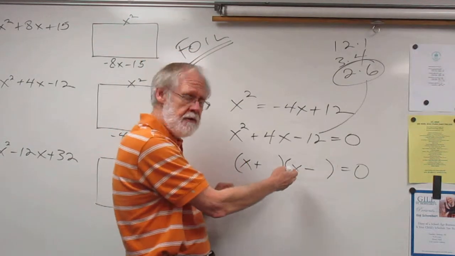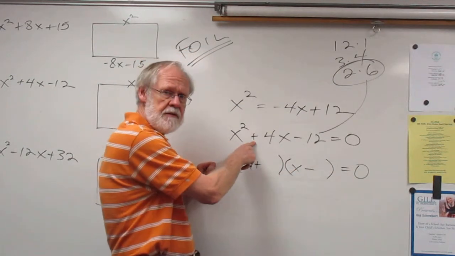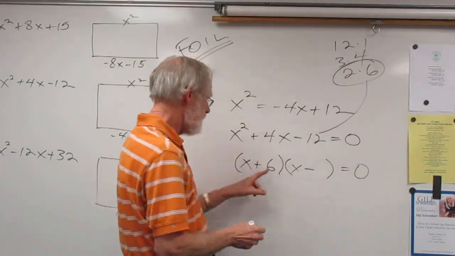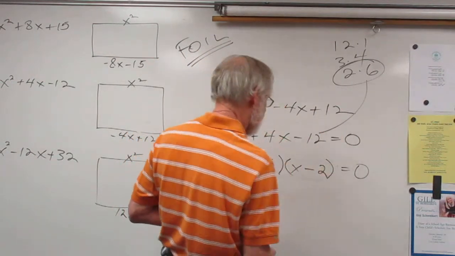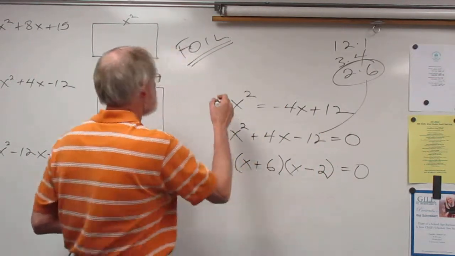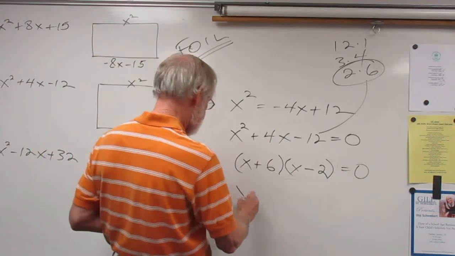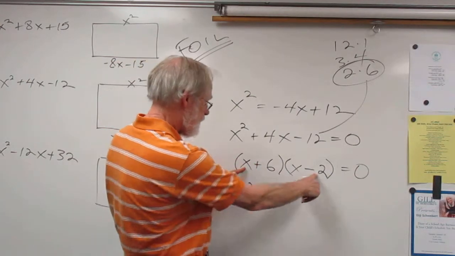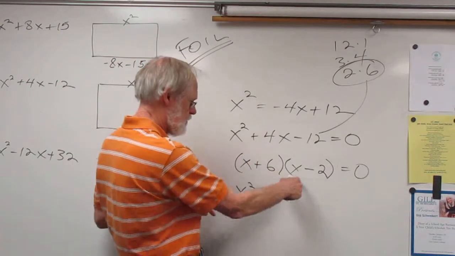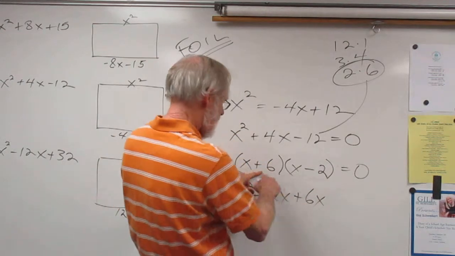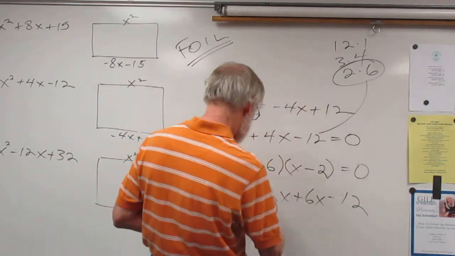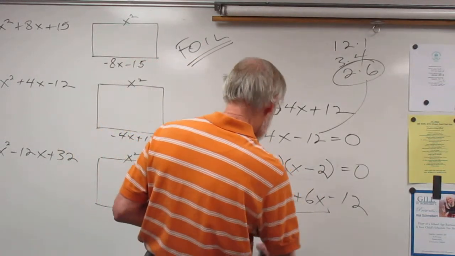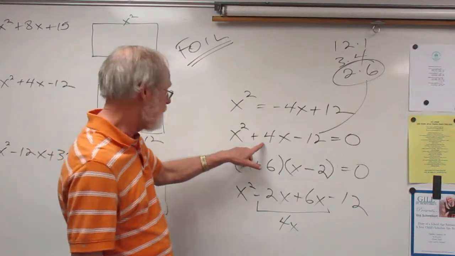Well, you can test them out and try, but you can also look and see that this is a plus 4. So I would like the bigger of these two numbers to be the plus, and the other one to be the minus. So in other words, if I now test it with FOIL again, I get first terms x times x, x squared. I get outer terms, x times negative 2 is negative 2x. Inner terms, plus 6x, and last terms minus 12. And these two turn out to be negative 2x plus 6x is 4x. So that, in fact, gets us the answer we want.